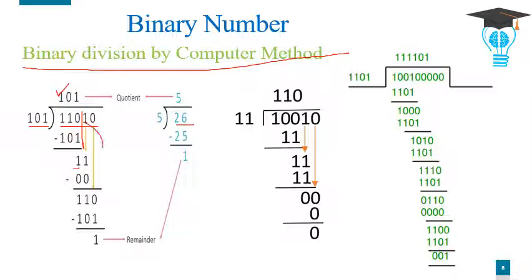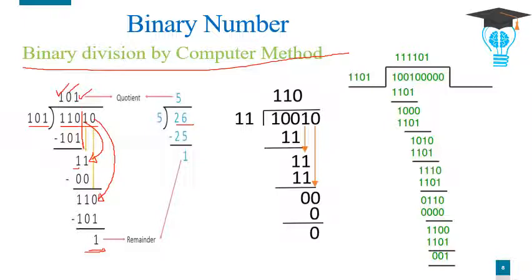Next I will take the next bit, and again I will try to subtract. I cannot subtract, so I'll put 0 in the quotient. Next I will take one more bit. Now it is 110. I'll subtract 101 from this. I'll get the answer 1. It will go once. So this is the final remainder.